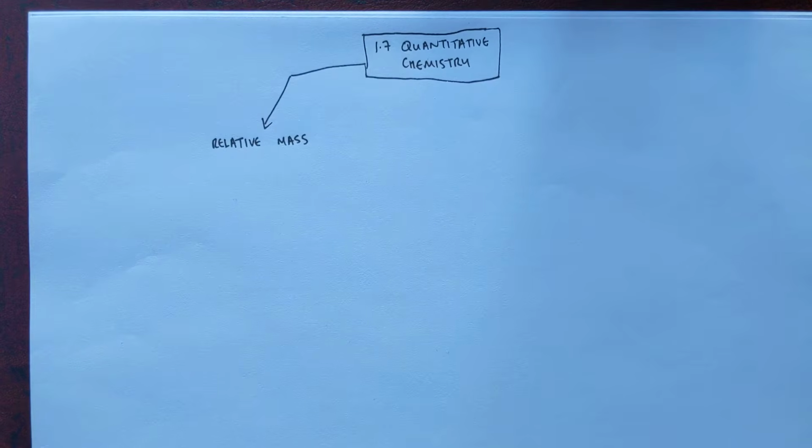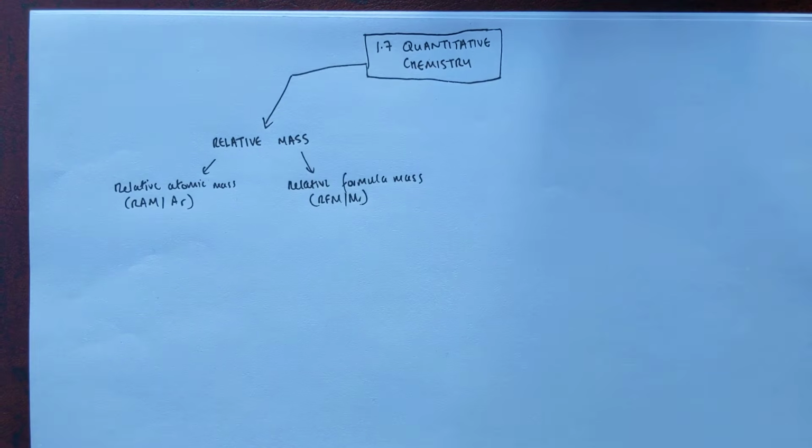And there are actually two different types of relative mass for us to look at. One is called relative atomic mass, and the other is called relative formula mass. Both of these concepts are very similar. They're just about us trying to work out how heavy different chemicals are, whether they're atoms or compounds. So we'll start with relative atomic mass, and it's easier to understand this if you look at an example.